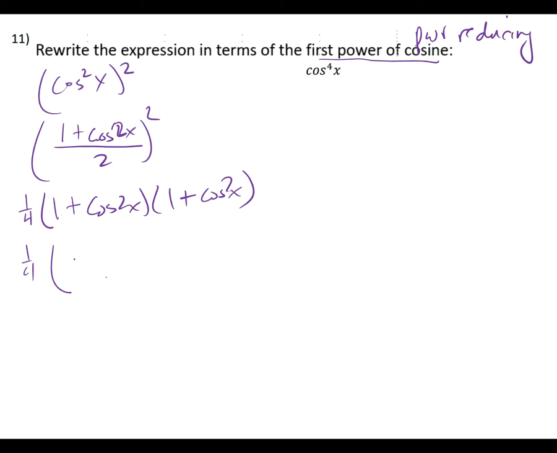1. Good. 1 times cosine 2x. How many do I have? 2 of them. The middle doubles. All right. Cosine 2x times cosine 2x is cosine squared 2x. The square goes on the trig. All right. Am I in first power of cosine? No, one of them is in second power, so I still have to do another power reducing right here. That's part of what makes this a pain.